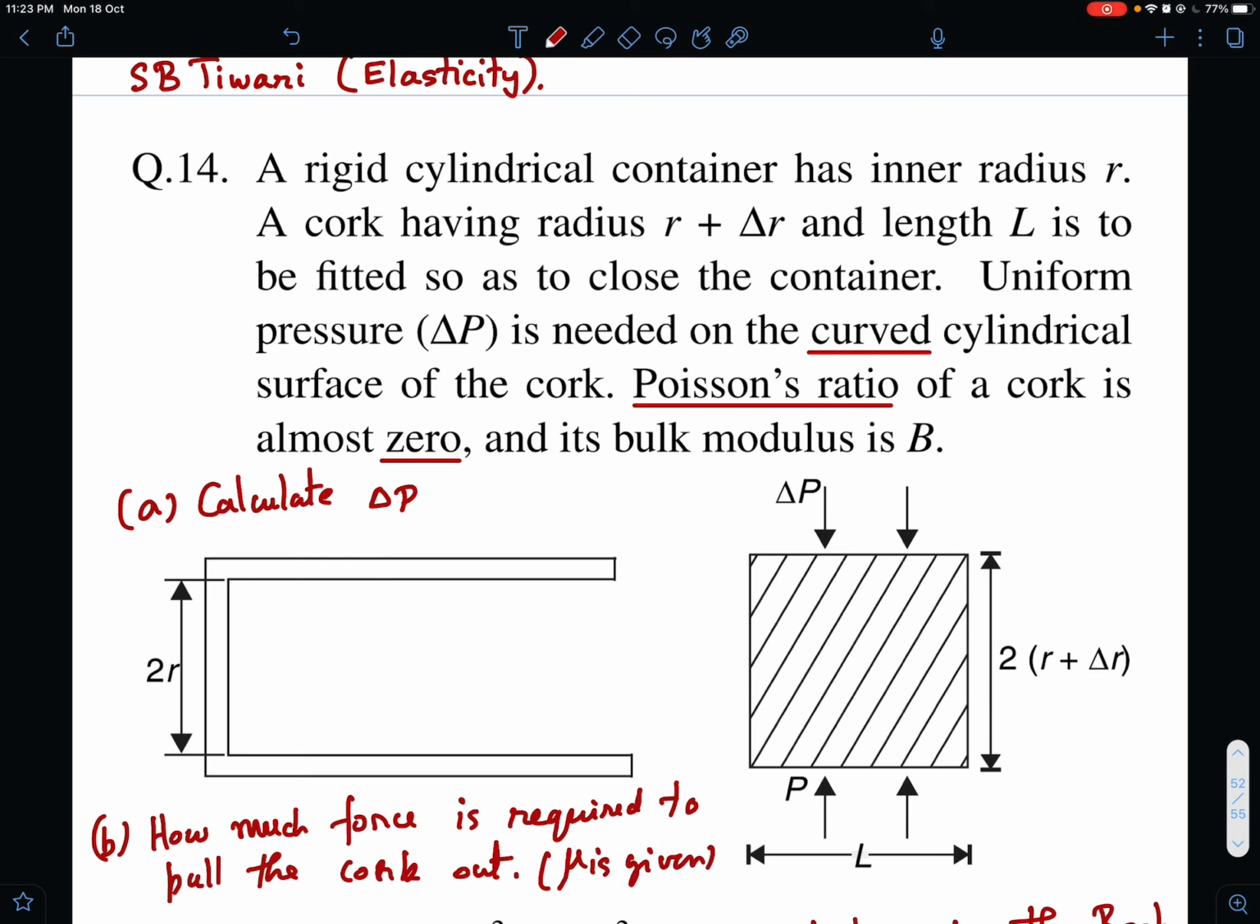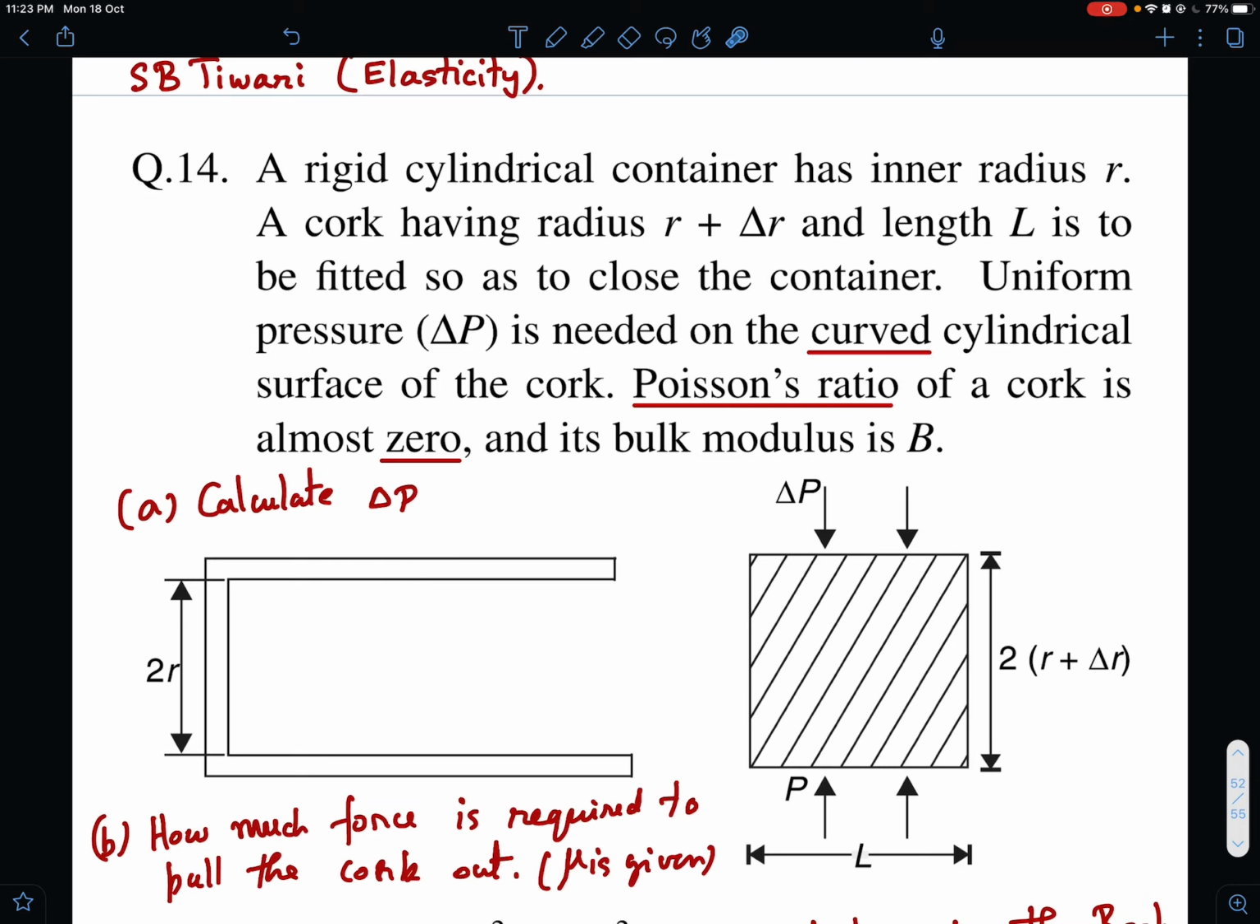So let me write out, mu is given. Coefficient of friction is mu, and I need to find out how much force will be required, once it is fitted, to pull it out. So there will be some friction acting on the curved surface. So I hope the question is amply clear.